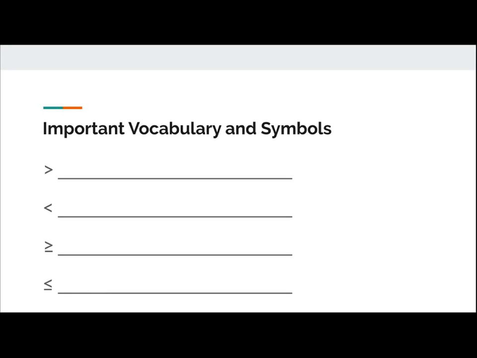So let's review some important vocabulary and symbols. These are symbols that you just need to get stuck in your head as 100% memorized. This first one is what we call greater than. So when you see this symbol all by itself, you should be able to say that it means greater than. The second symbol is less than. These last two symbols are what I like to call a mashup. And we won't be working with these right away, but we will be working with them later on this year.